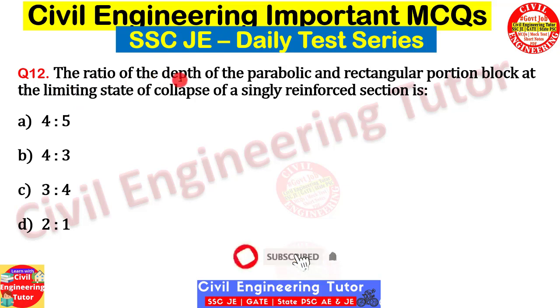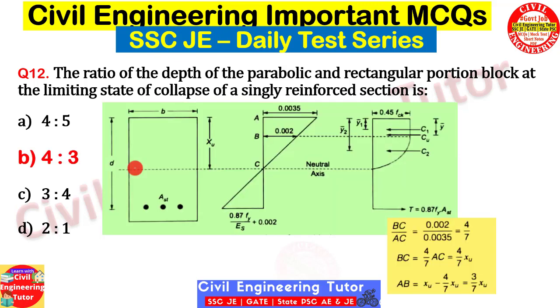Next question: the ratio of the depth of the parabolic and rectangular portion of the stress block at the limiting state of collapse of a singly reinforced section is. So we need to find the depth ratio of the parabolic and rectangular portion. Most of you remember the diagram for a singly reinforced section, the stress distribution and strain distribution. In this picture you can see the typical stress and strain distribution diagram. Here this portion is parabolic and the portion above is rectangular in shape. Now we need to find the depth ratio of this portion and this portion.